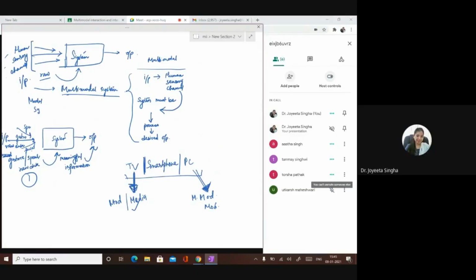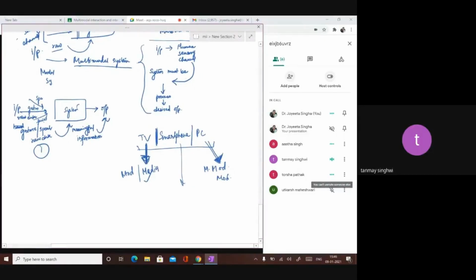So multimodal is something of a new term. Your smartphone is also called multimedia, right? It comes under multimedia as well, because the output you are getting is multiple media. But if that particular device or application has input involving any two or more human sensory channels, you will call it multimodal. Okay?